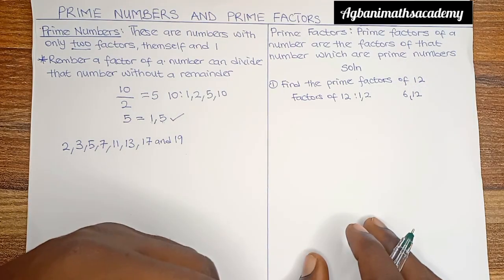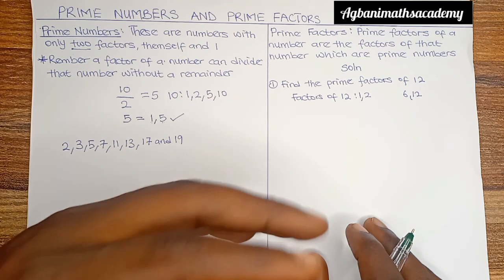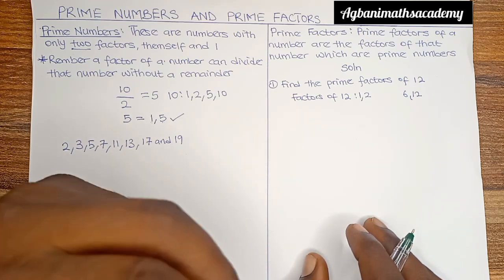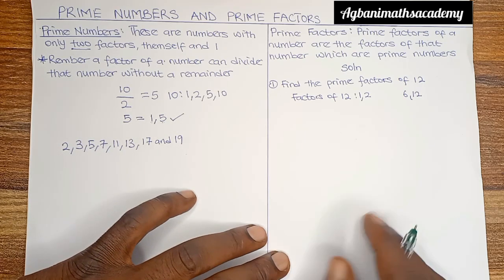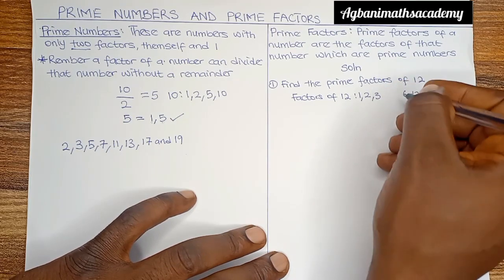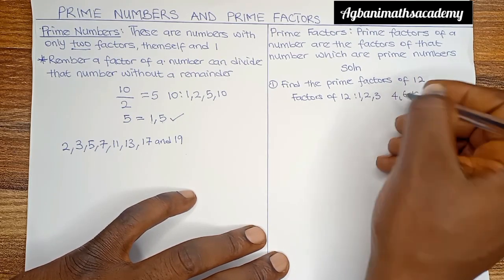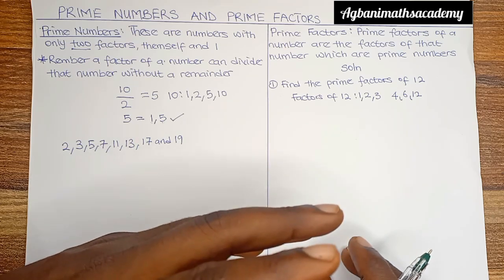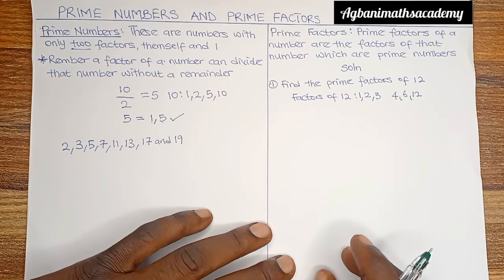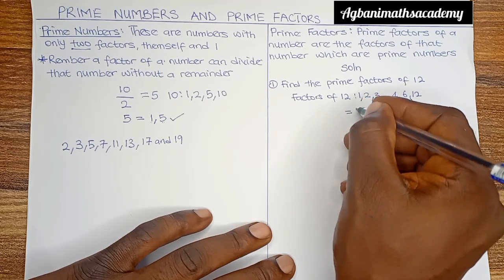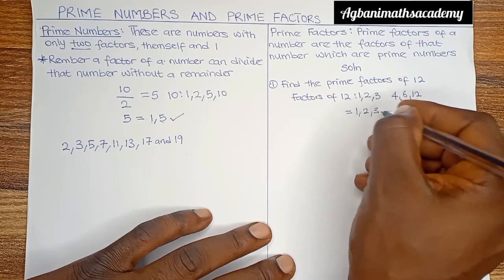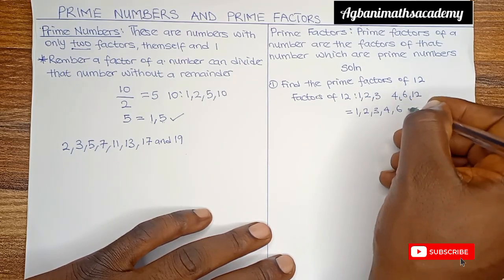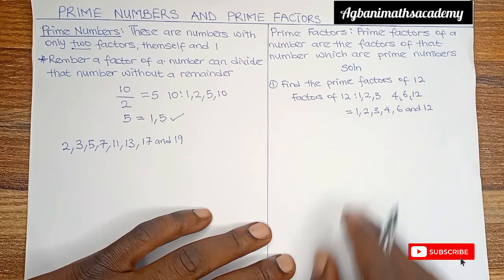So we'll check out 3. Can 3 go into 12 without leaving a remainder? 12 divided by 3 is going to give you 4. That means 3 is a factor and 4 is a factor. Is there any other factor? Is 5 a factor? No. Is 7 a factor? No. Okay, so all the factors of 12 are 1, 2, 3, 4, 6, and 12 itself.